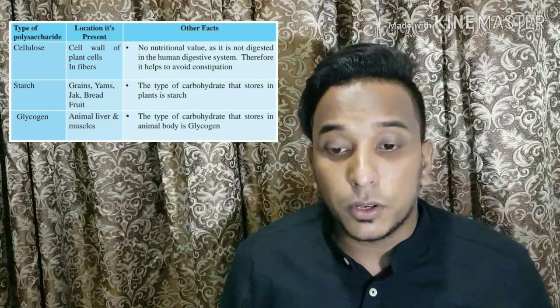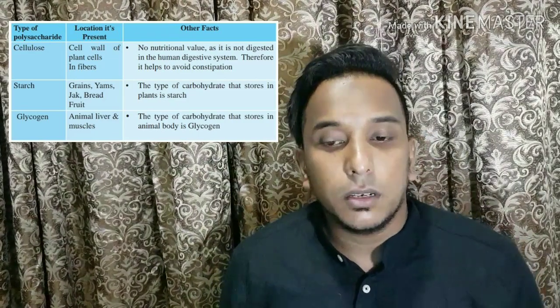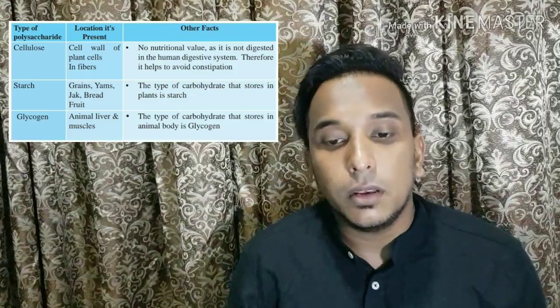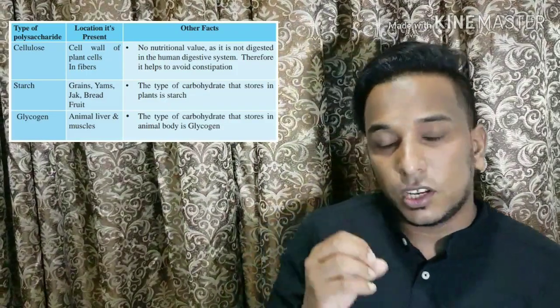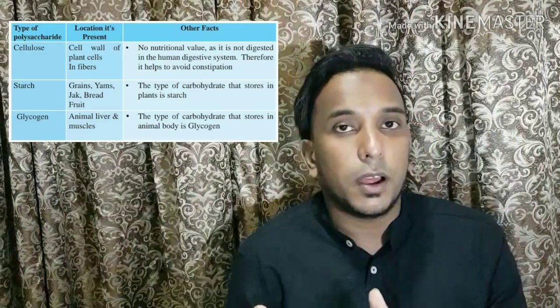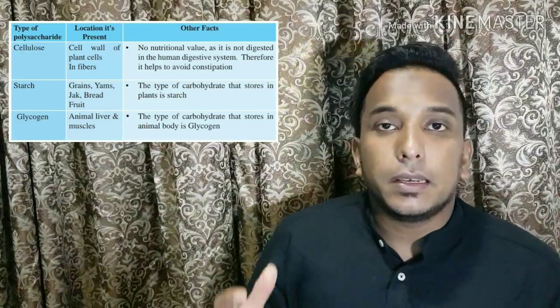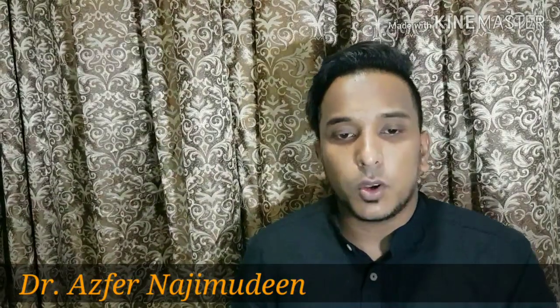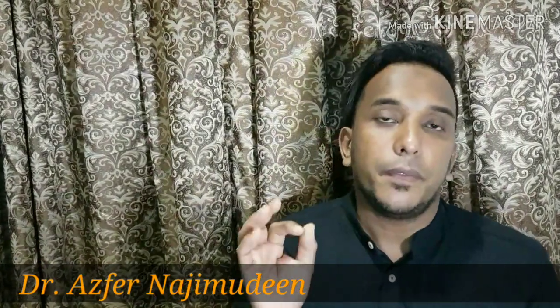Next, let's move on to glycogen. Glycogen is the carbohydrate that is stored within the animal body. So starch is the storage product of the plant body, and glycogen is the storage product of the animal body. What you have to understand here are the examples of polysaccharides, where they are present, and their features. That is what is explained in this chapter.